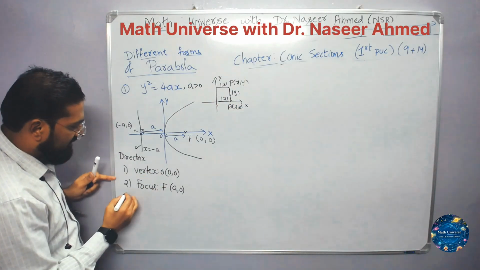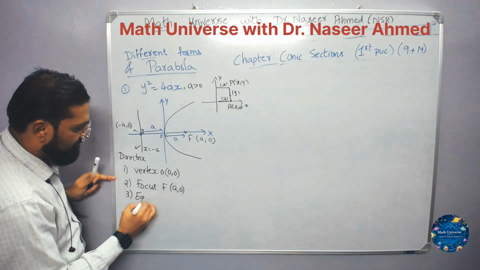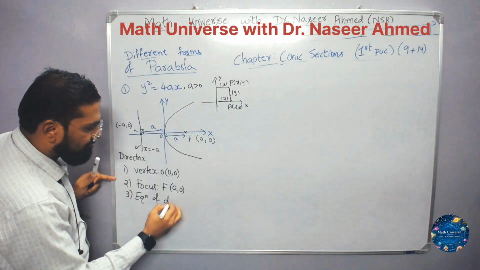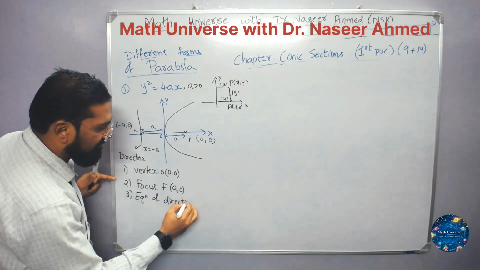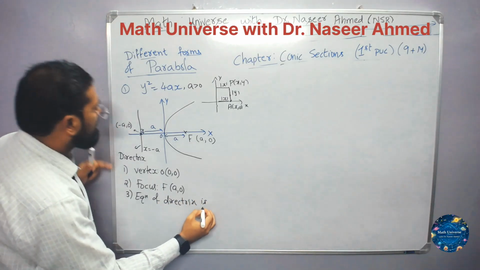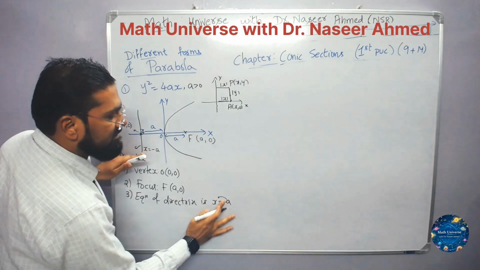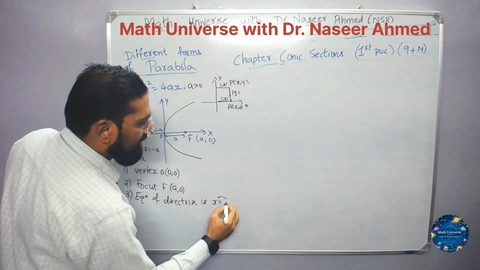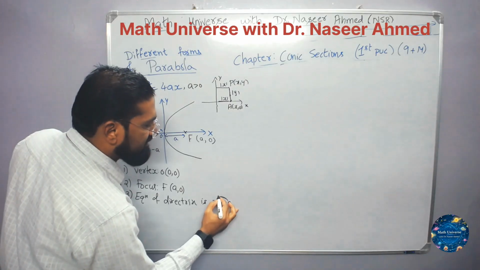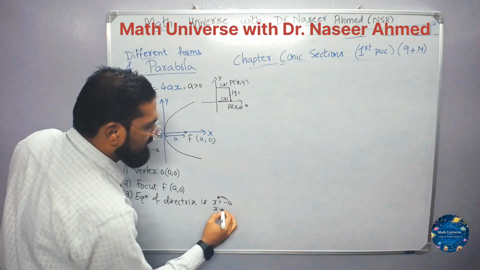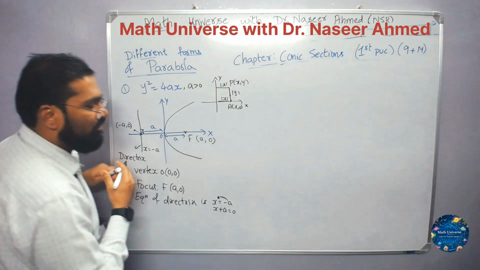This also done. So which one? Equation of directrix. Equation of directrix is what? X is equal to minus a, or if I transpose this, we are going to have x plus a is equal to 0. Both are fine.